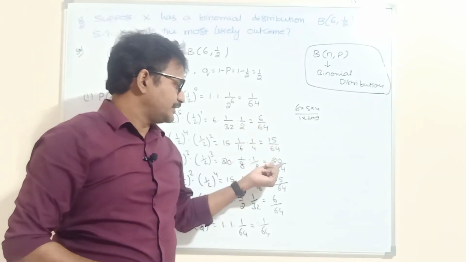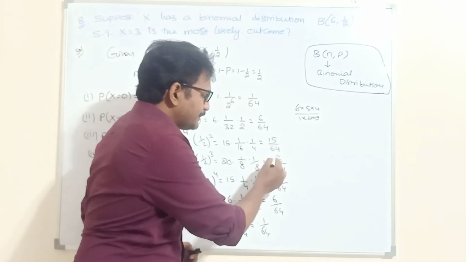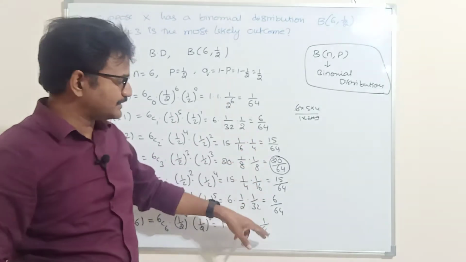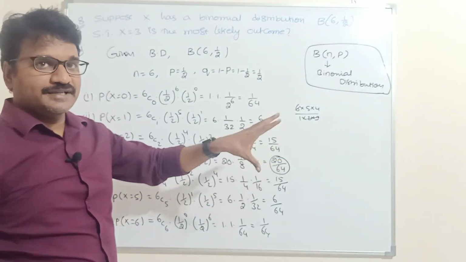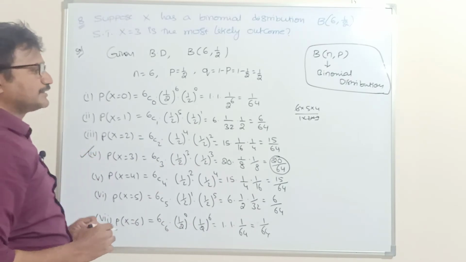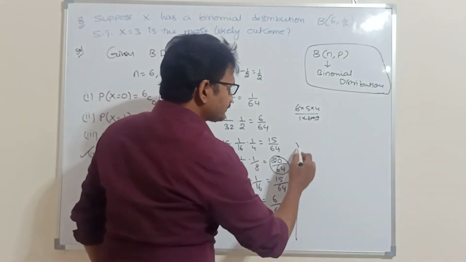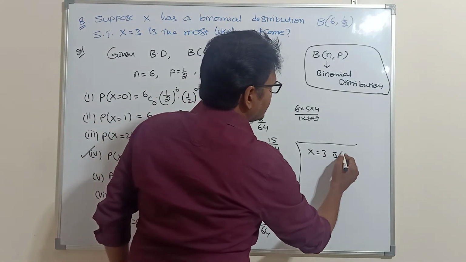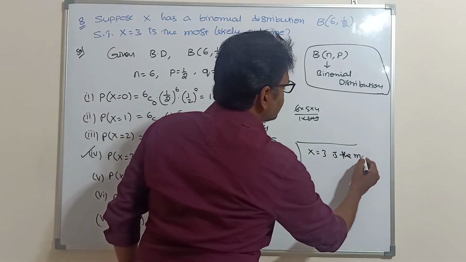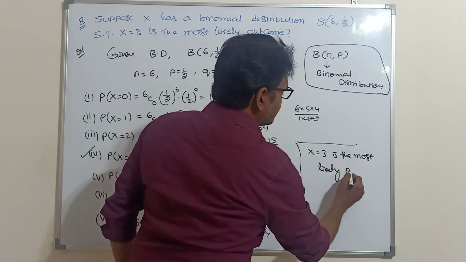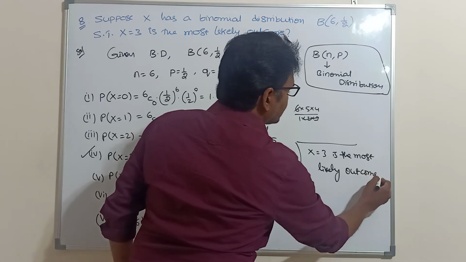So comparing this value with all these values, 1/64, 6/64, 15/64, this is the highest value for the probability distribution, P(X = 3). Therefore X = 3 is the most likely outcome.